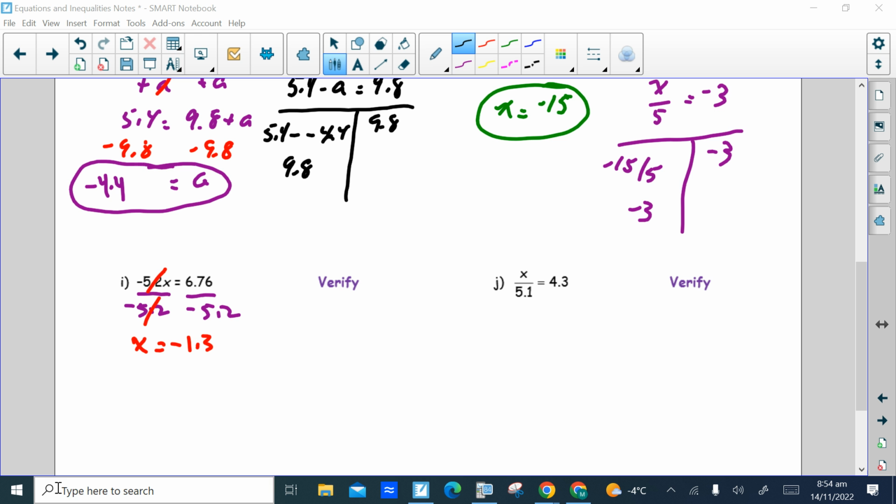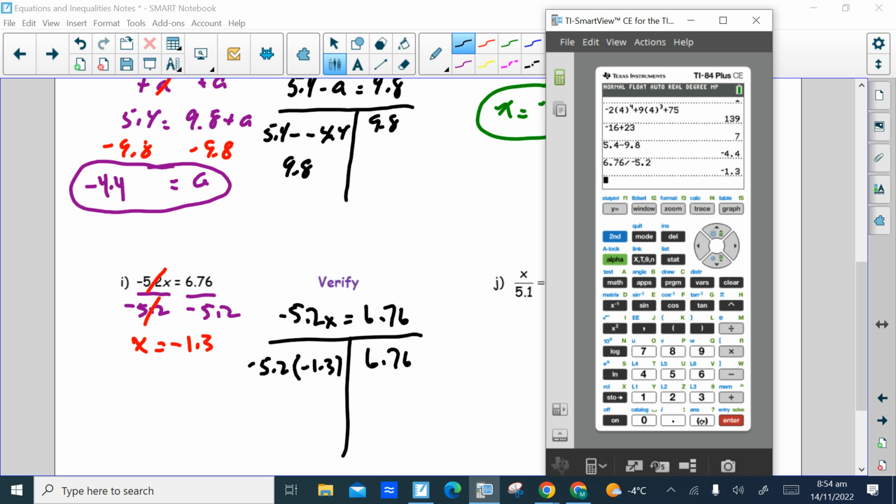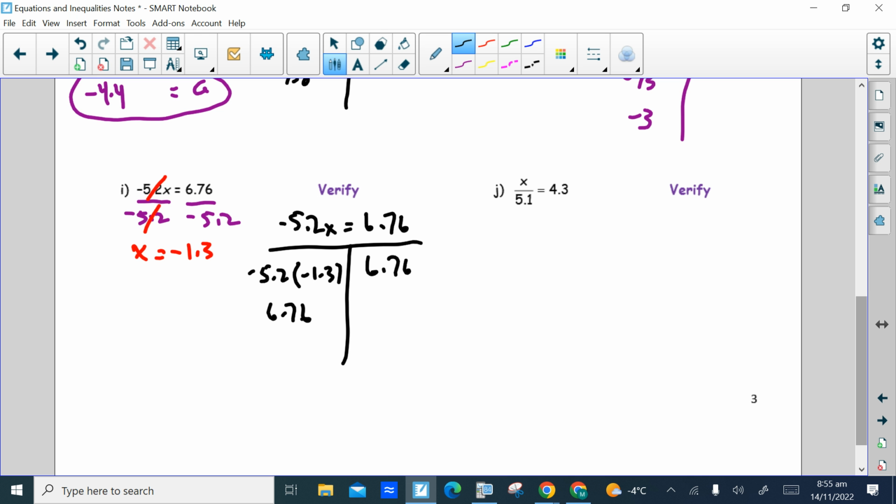So that's our answer. And to check it, always start with the original equation. We have negative 5.2 times negative 1.3, which we'll use our calculator to check. Get the same answer on both sides. So it checks. Right? Try question J on your own.